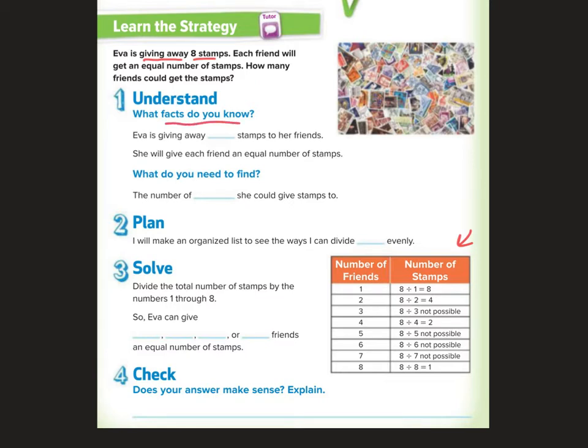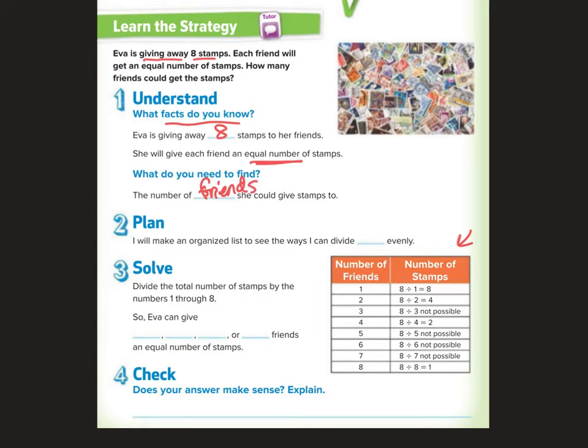What facts do we know? We know Eva is giving away 8 stamps to her friends, and she wants to give each friend an equal number of stamps, because we wouldn't want to give one friend 4 and one friend 3. Then the one that got 3 might be upset that it wasn't fair. What do we need to find? The number of friends she could give stamps to.